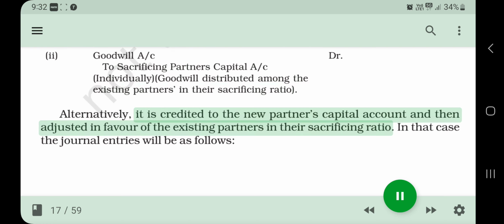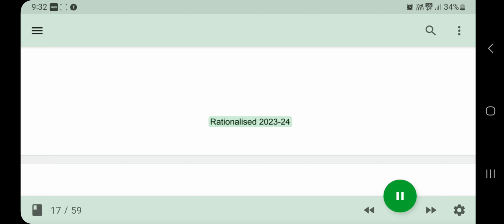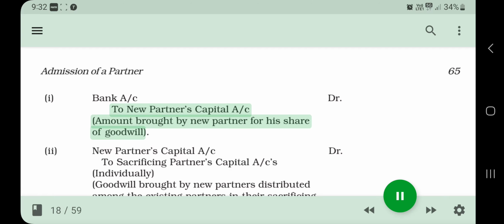Alternatively, it is credited to the new partner's capital account and then adjusted in favor of the existing partners in their sacrificing ratio. In that case, the journal entries will be as follows. 1. Bank A/c Dr. To new partner's capital A/c, amount brought by new partner for his share of goodwill.